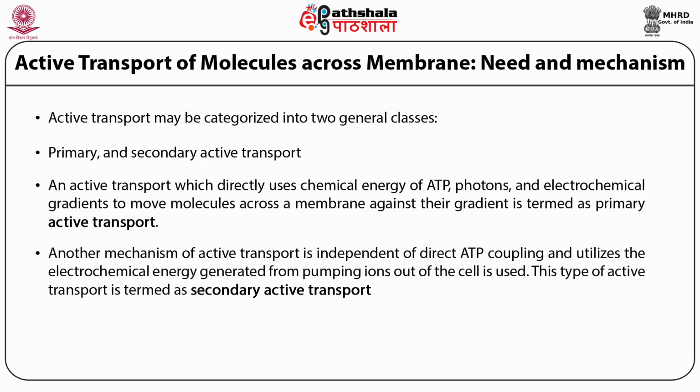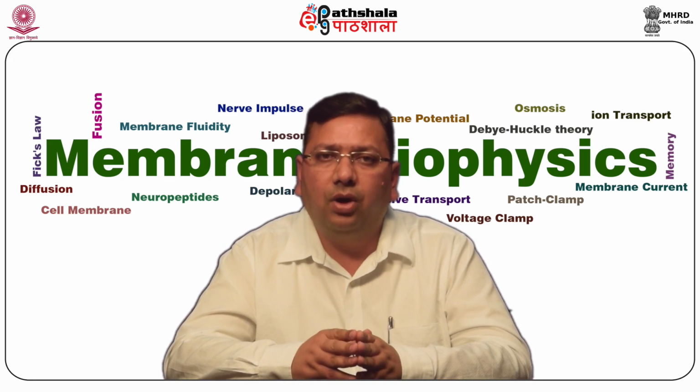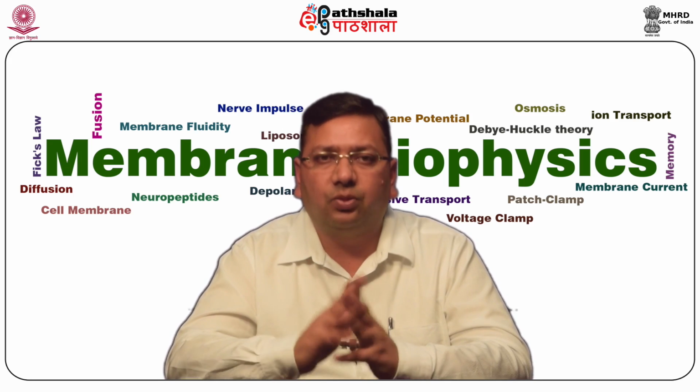Another mechanism of active transport is independent of direct ATP coupling, and it utilizes the electrochemical energy generated from pumping ions out of the cell. This kind of transport is known as secondary active transport. Now, coming to the biochemical forms of primary active transport.